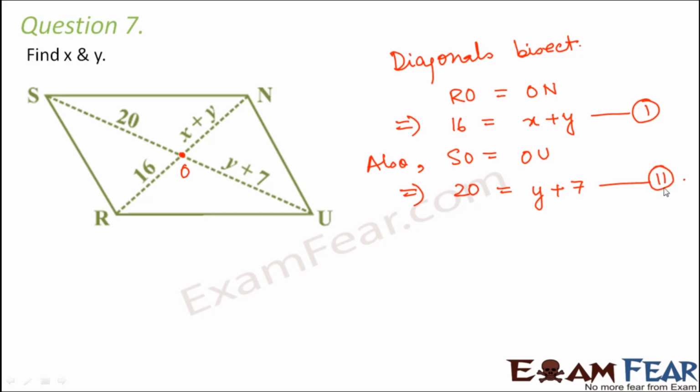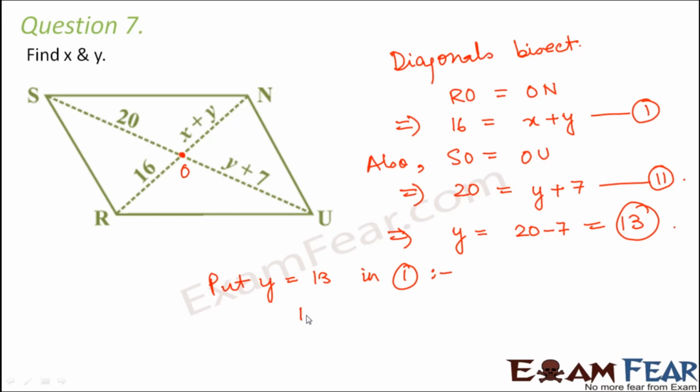So let us call this equation 2. Now we will solve equation 2 to get the value of Y, which is 20 minus 7, that is equal to 13. Now we put the value of Y equal to 13 in equation 1. So what do we get? 16 is equal to X plus 13, or we can say X is equal to 16 minus 13, which is equal to 3. So this is how we can calculate the value of X and Y.